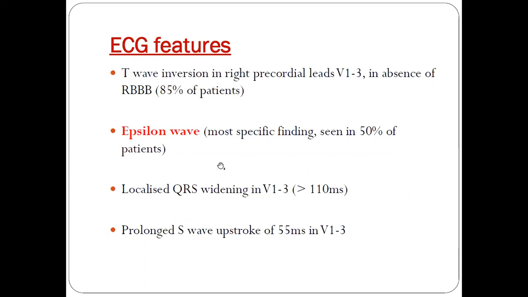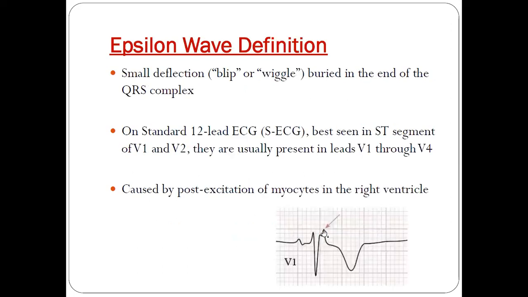ECG features: most commonly it is seen as T-wave inversions in the right precordial leads, that is V1 to V3, in the absence of right bundle branch block. It is seen in 85% of cases, and the most specific finding is the epsilon wave. There is also localized QRS widening in V1 to V3 because of right ventricular involvement, as these are all right precordial leads. Next is a prolonged S wave upstroke of 55 milliseconds in V1 to V3.